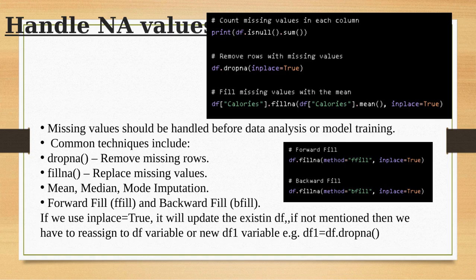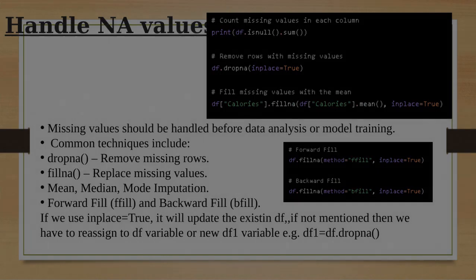Depending on the dataset, we can also replace missing values using the mean for numerical data, the median when there are outliers, the mode for categorical data, forward fill, which copies the previous valid value, and backward fill, which copies the next valid value. Notice the in_place equals true parameter used in drop_na. When in_place equals true is specified, the original data frame is modified directly, and there is no need to assign the result back to the data frame. If in_place equals false, the default, a new data frame is returned, so we must save it.